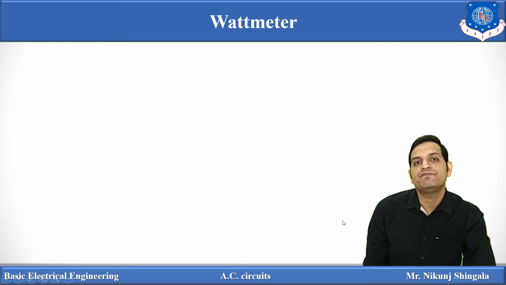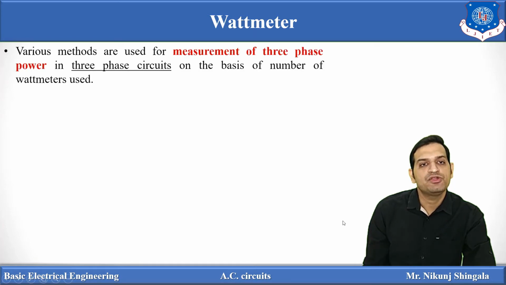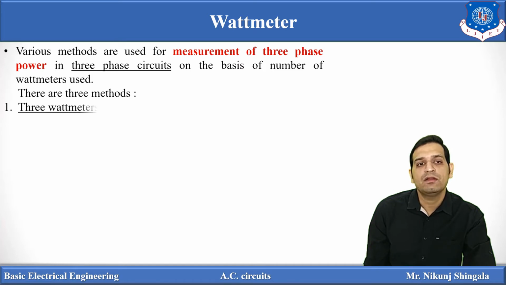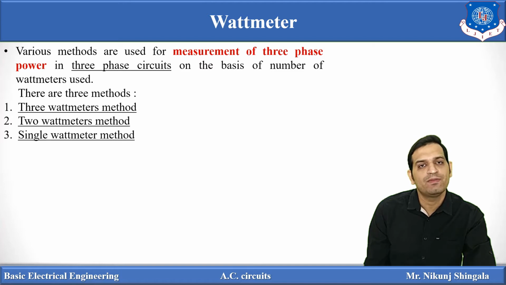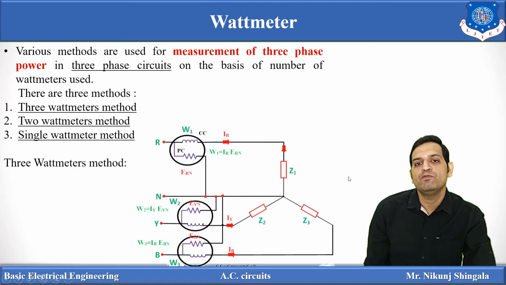So let us discuss different methods for power measurement. Various methods are used to measure the power in a three-phase circuit, and those basically depend on the number of wattmeters used. There are three methods: 3 wattmeter method, 2 wattmeter method and single wattmeter method. First I am going to discuss the 3 wattmeter method.